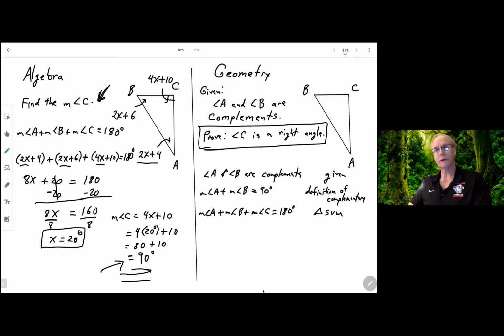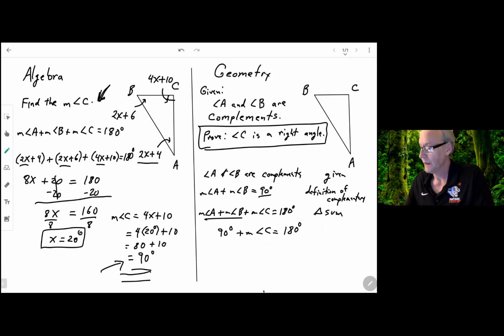Now I'm going to do what's called a substitution, because I want at the end to have the measure of angle C equal to 90 degrees. So I know that A and B add up to 90 degrees. So I'm going to do a substitution. Instead of the measure of angle A plus the measure of angle B, I'm going to put my 90 degrees. And I substituted. I use substitution in order to do that.